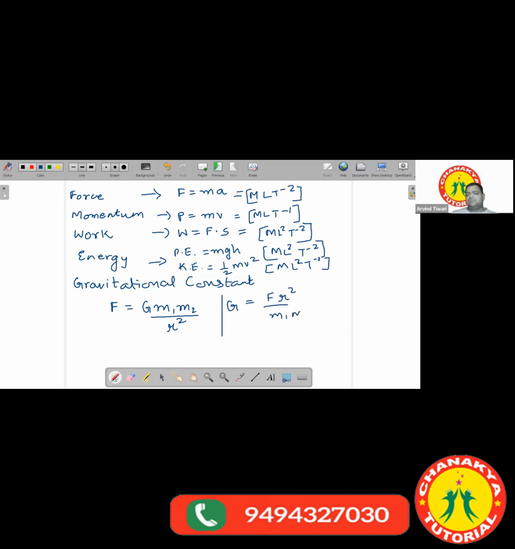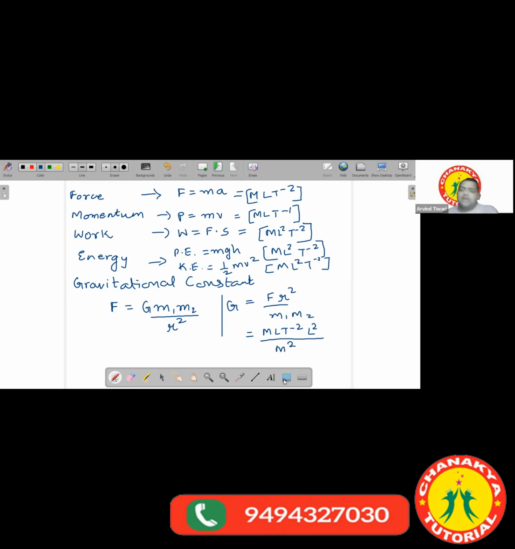Right? Now, as we can see, we already know the dimensions of force. So we should put here the dimensions of force, which is MLT minus 2. R is a type of length, so it would be written as L, and it's a square, so it would be L2, divided by M1, which is in kilograms, so it is mass. M2 is also mass, so again we will write here M to the power 2.